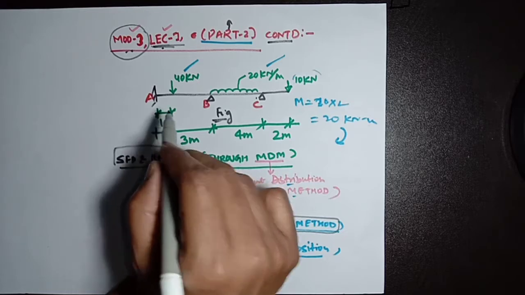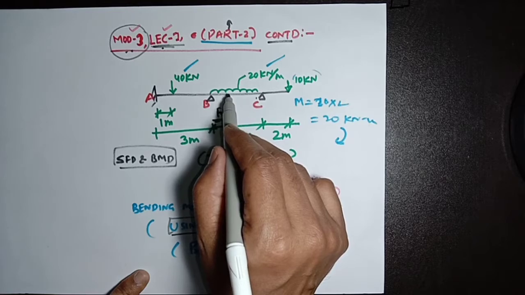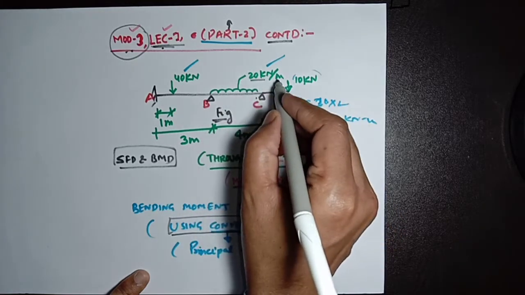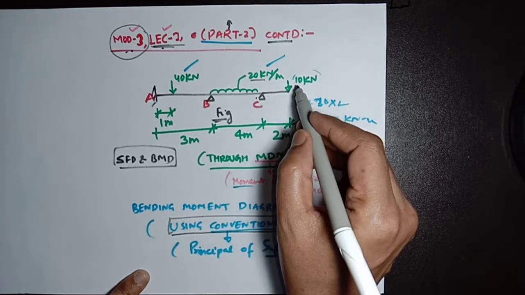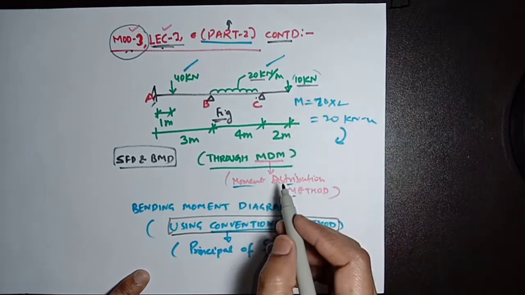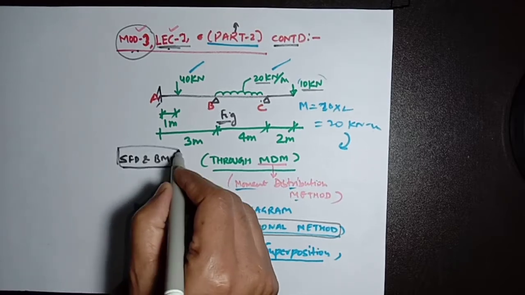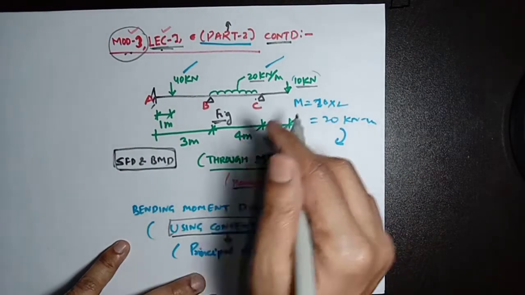from support A. There is a uniformly distributed load of 20 kilonewton per meter on span BC, and there is a point load of 10 kilonewton at the tip of this overhang. And I have calculated the shear force and bending moment diagram. We have done this part in part 1 of lecture 1.